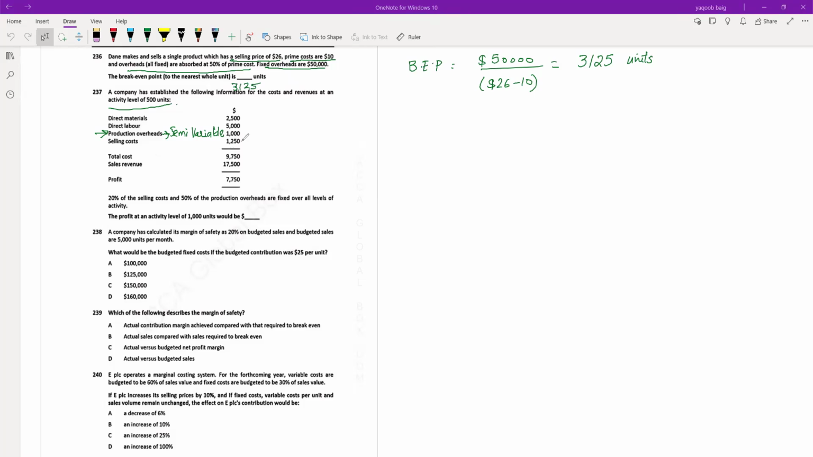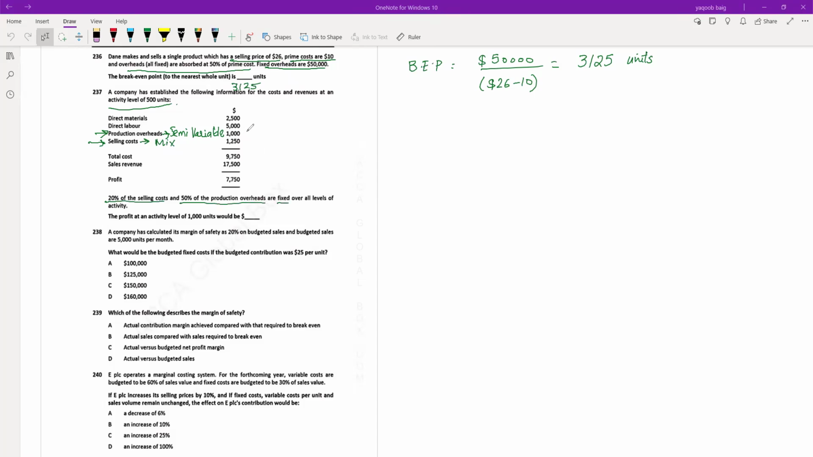Selling cost is 1250. Again, there is no specified word of variable selling cost or fixed selling cost. So we can assume that it is also mixed selling cost, which includes variable and fixed both. Total revenue is 17,500. 20% of the selling cost and 50% of the production overheads are fixed.